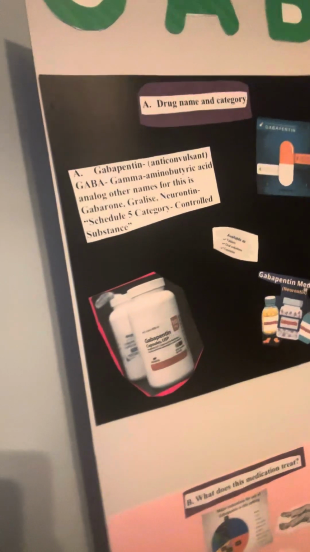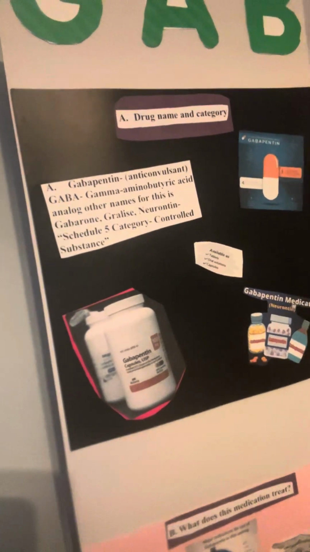You can also see behind me, I've got little slides on my little board. So the first one is, of course, the drug name and category. Kind of tells you a little bit about it. And then we'll go down to B, what does this medication treat? As we go through each category, I'll kind of show you my little board.